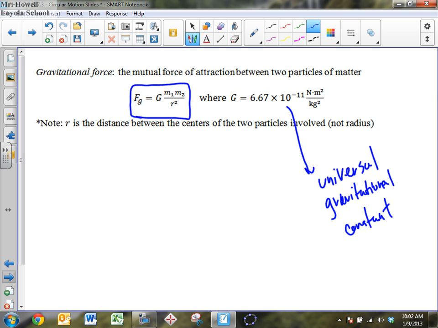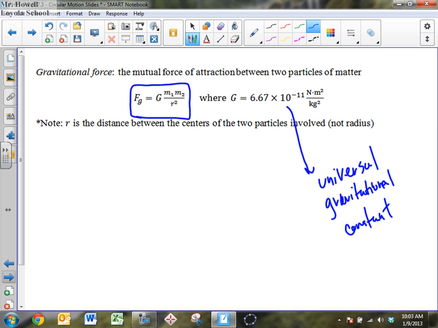It does exist. Now, R, in this case, please write this down, in parentheses. R is not the radius in this case. R is the distance between the centers of the objects. The distance from center to center. And that's R squared in the denominator. Okay, again, R is the distance from center to center.